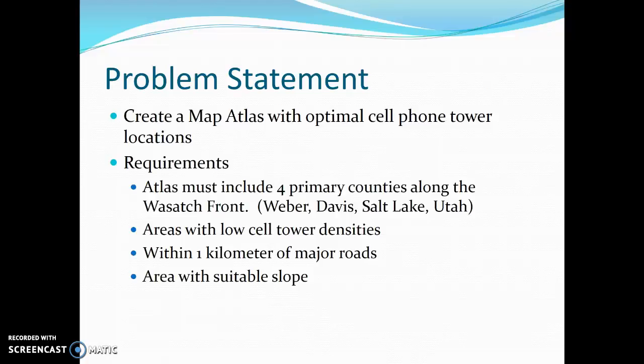Second, we needed to be able to identify locations that are within 1 kilometer of major roads for ease of construction and future maintenance. And then last of all, we had to be able to identify areas that had suitable slopes for building locations, meaning that we didn't want to be building our cell phone towers on areas that are too steep.